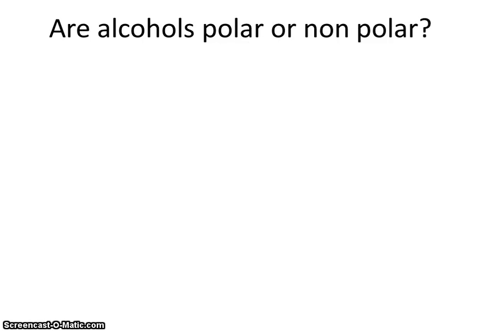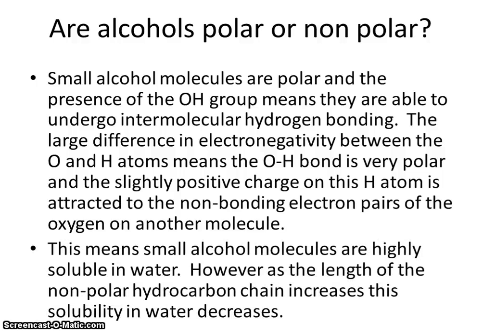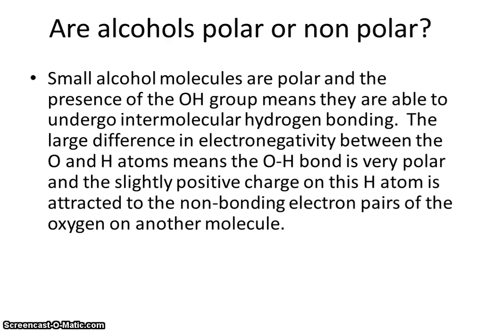Okay, are alcohols polar or non-polar? Small alcohol molecules are polar, and the presence of the OH group means they are able to undergo intermolecular hydrogen bonding, which we will get onto later on. The large difference in electronegativity between the O and the H atoms means the OH bond is very polar, and the slightly positive charge on this hydrogen atom attracts non-bonding electrons of oxygen on another molecule.